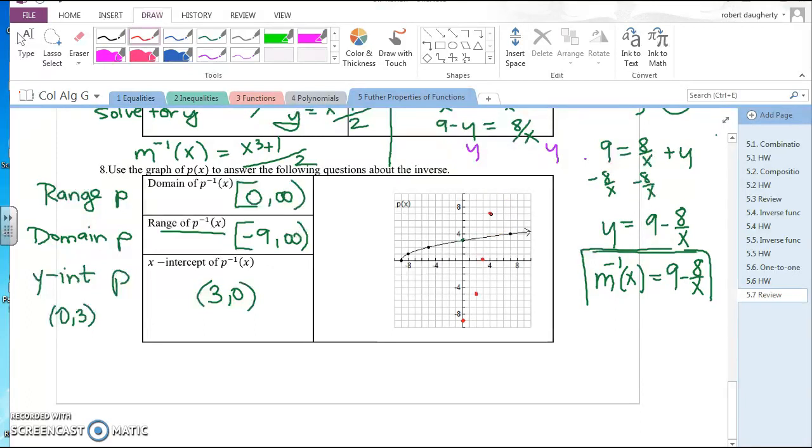So you can see what this graph is doing is something like this. Now I could just answer those same questions to the left about the red graph, and I'd be right, because the red graph is now p inverse of x. So its domain is 0 to infinity. We've got that. Its range is -9 to infinity. We've got that. Its x-intercept, where does it cross the x-axis? It crosses the x-axis right there at 3, 0. That is it for the review.